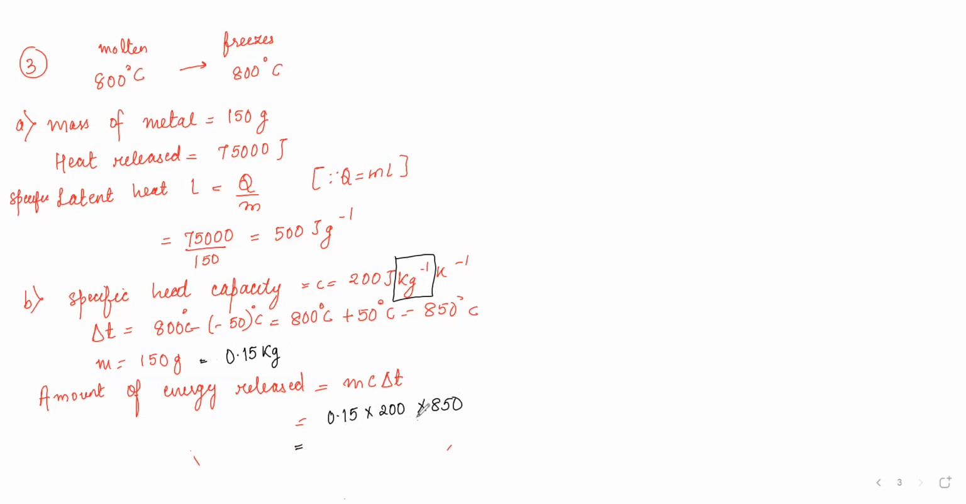So this is actually equal to how much? 0.15 into 2 is 0.3, so 30 into 850. Okay, so 3 5s are 15, 8 3s are 24, 2 5s and 2 zeros. So this is the amount of energy released: 25,500. Okay, which matches with the answer. So this is the way the third question has to be done.